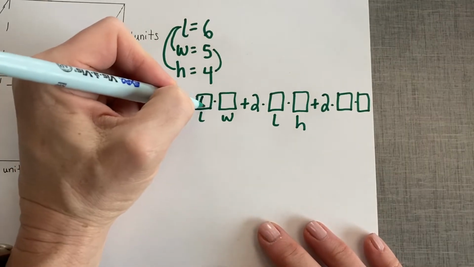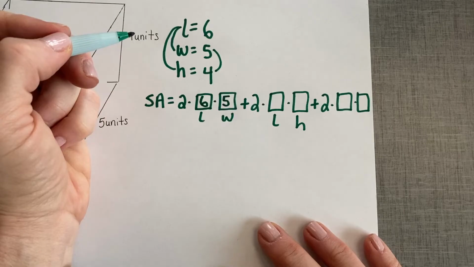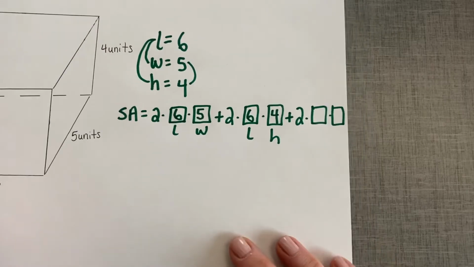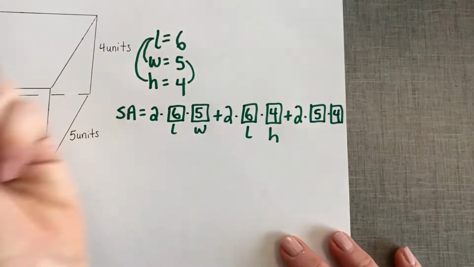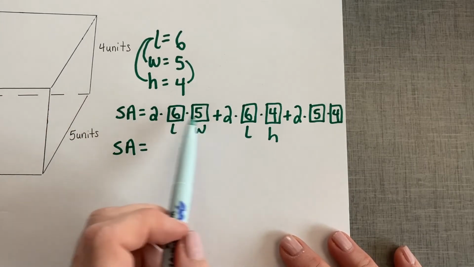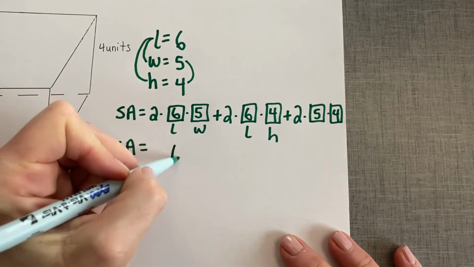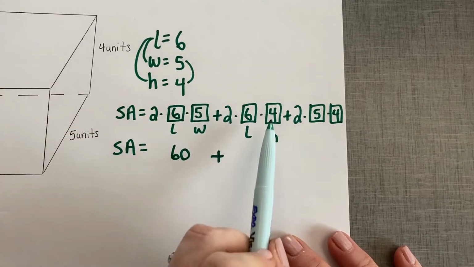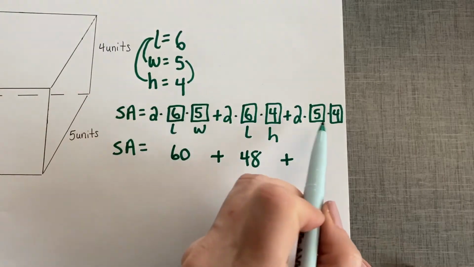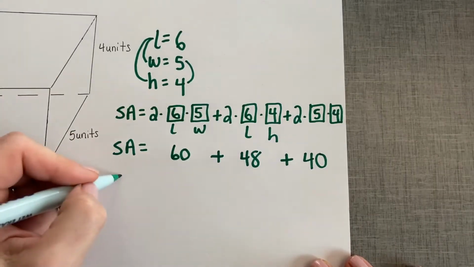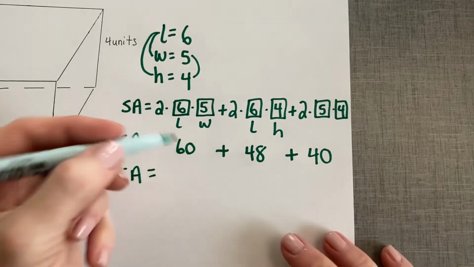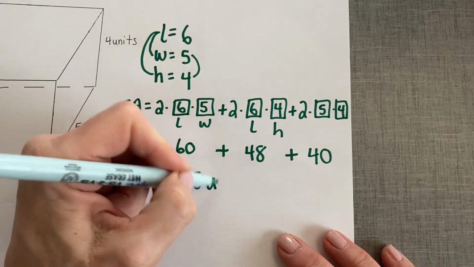Let's see, this would be 6, 5. This would be 6, 4. And this would be 5, 4. Now you could put that in your calculator. I think I can kind of do this in my head though. Let's see, 6 and 5, that's 30 times 2. That's going to be a 60 there. Plus, let's see, 24 times 2, that's 48. Plus, and now we have 20 times 2, that's 40. And when I add those all up, well, if I put the 60 and the 40 together, that's 100 plus 48. I'm looking at 148 units squared.